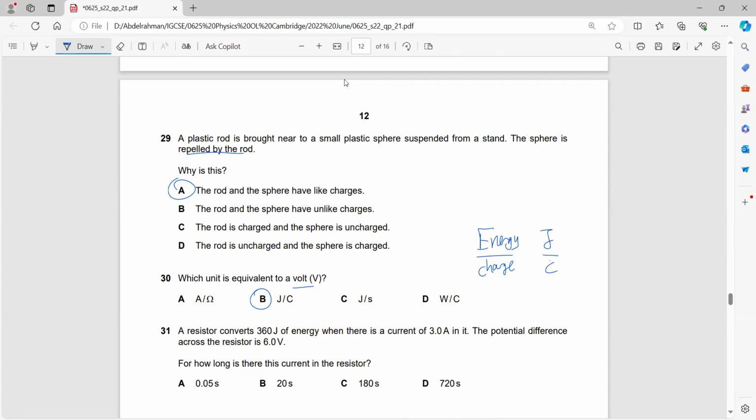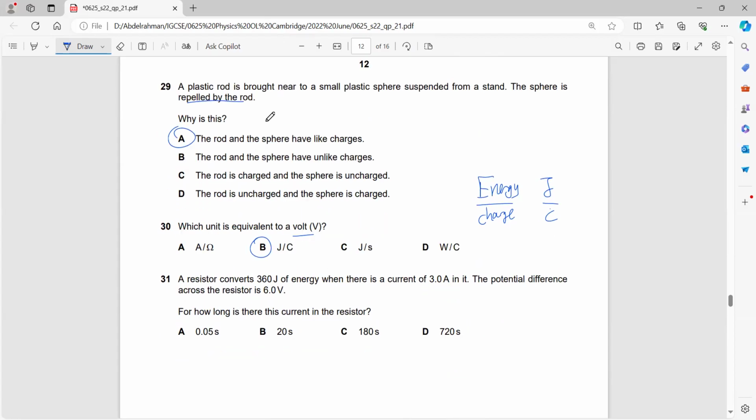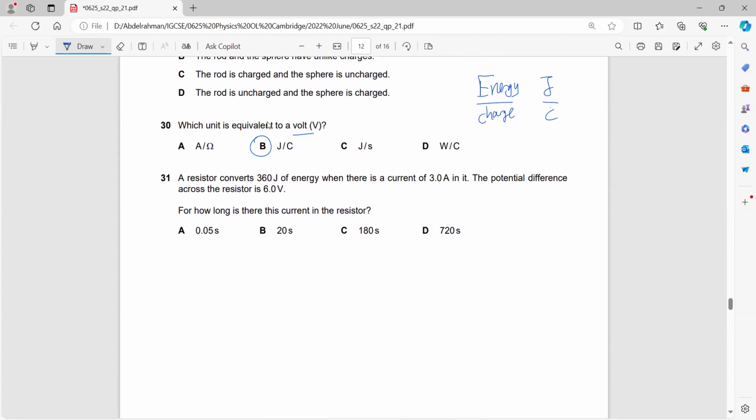Okay. Next question. Resistor. You have some energy, you have the current, and you have the voltage. How can I find the time? E equals VIT. To find the T, energy over VI. 360 over 6 times 3. I got 20 seconds. Yeah, same. I got 20.